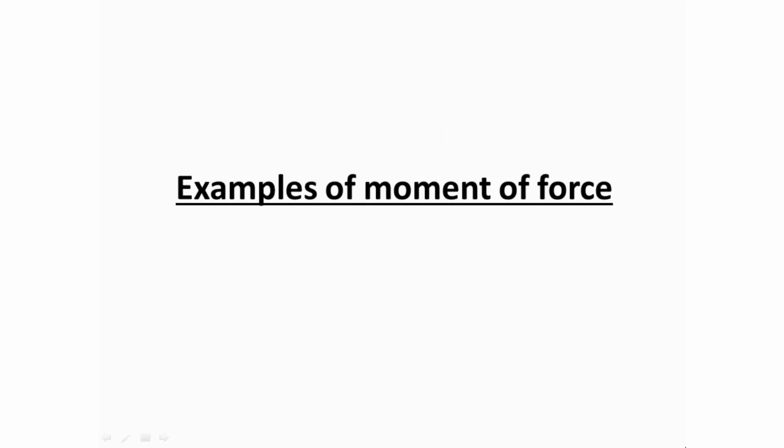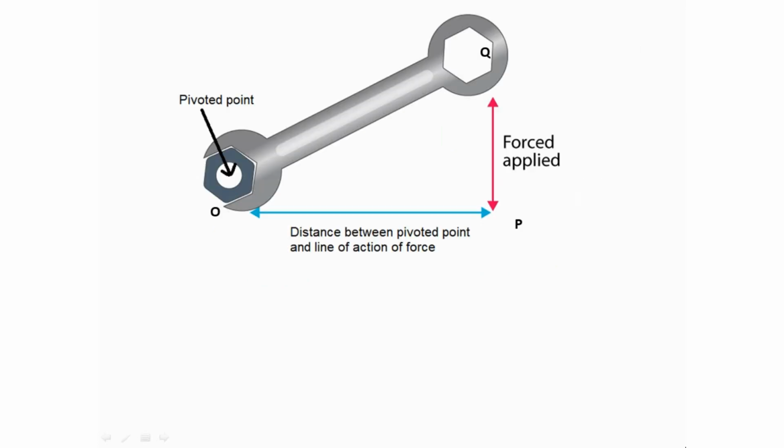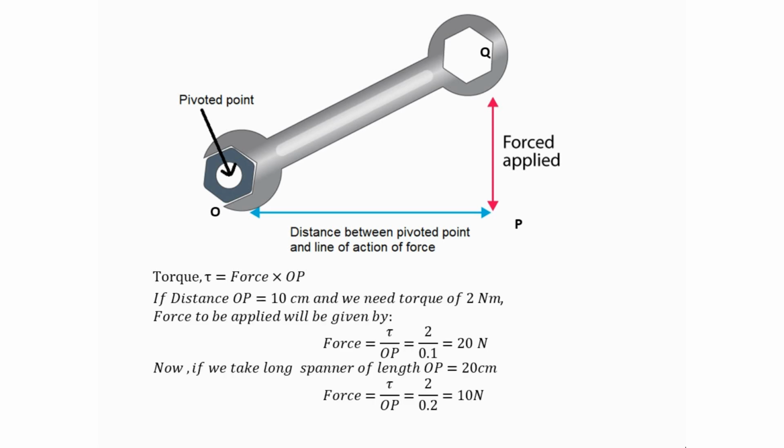Now let's see some examples of moment of force. Consider a spanner used to tighten or loosen a nut. We always apply force at the farthest end of the spanner while tightening or loosening a nut. Why? Let's see. We know torque, or moment of force, is equal to force into perpendicular distance, which is equal to force into OP. OP is the perpendicular distance from the pivoted point to the line of action of force.